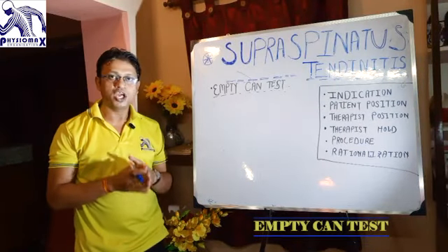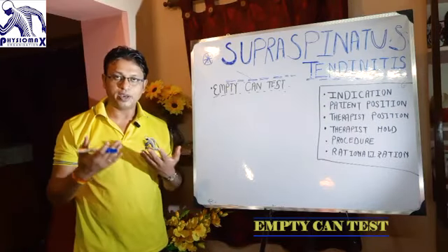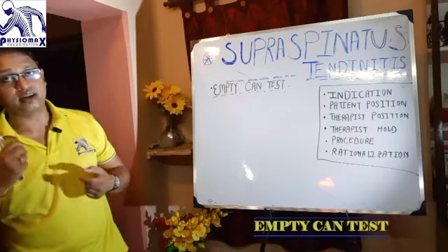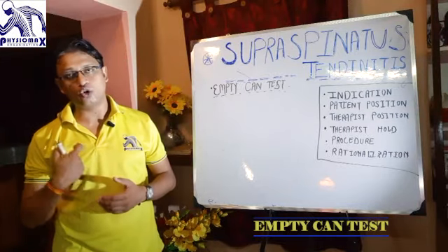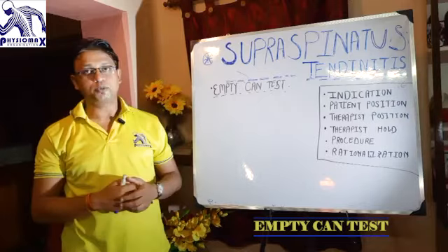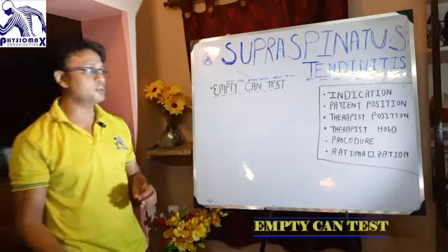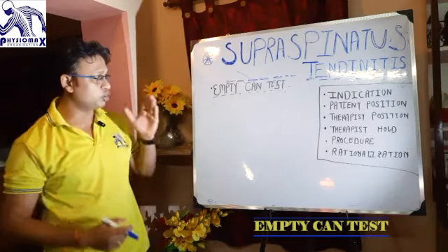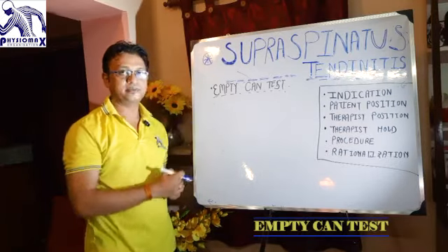We are continuing our medical education series and understanding about supraspinatus tendinitis. We have already discussed the pathomechanical changes, the biomechanical aspects of supraspinatus tendinitis, and also the clinical features and the patient-oriented problems. Today we'll discuss one of the most common special tests we perform while assessing a patient of supraspinatus tendinitis, and that is the empty can test.